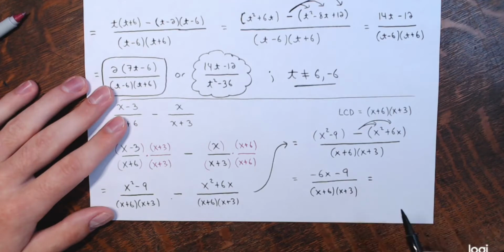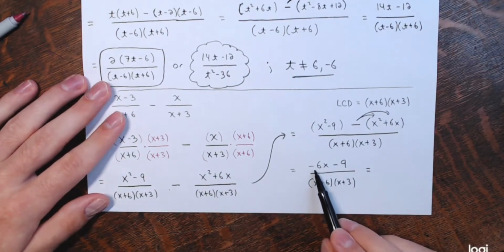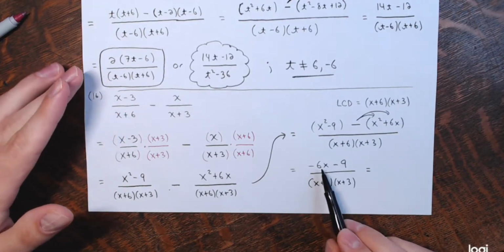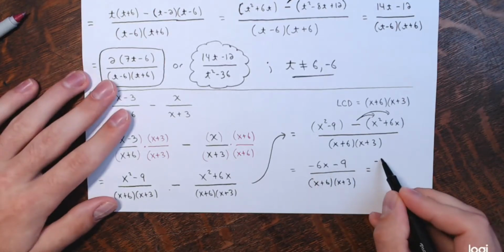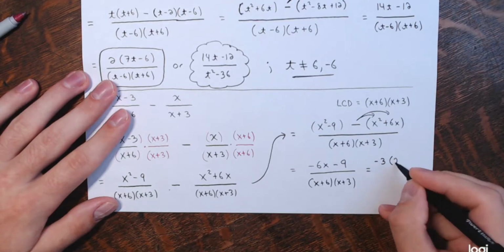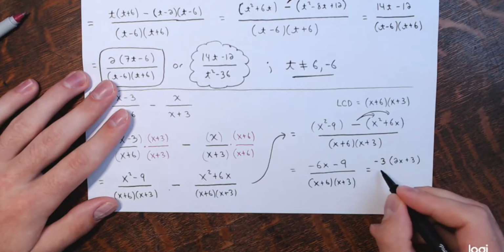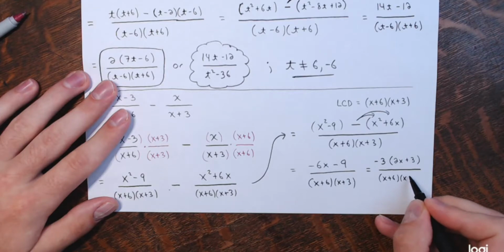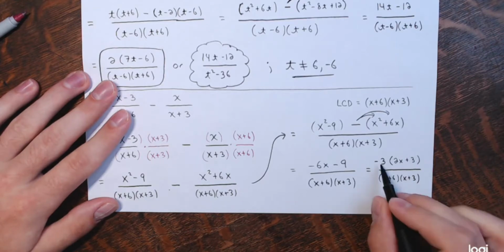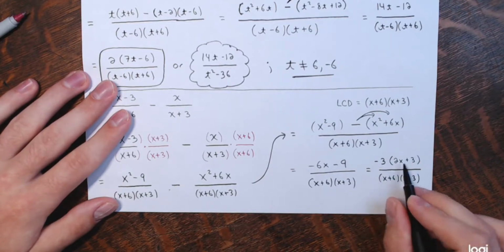And then the final thing would be to factor out the common factor. Now again, the lead coefficient is negative, negative 6x, so I'm going to factor out a negative. The common factor here would be 3, so I'm going to pull out negative 3, and if I do that, you'll have 2x plus 3 left over. That makes negative 6x minus 9, divided by x plus 6 times x plus 3. Numerators factored completely, denominators factored completely, and I am not seeing any common factors.